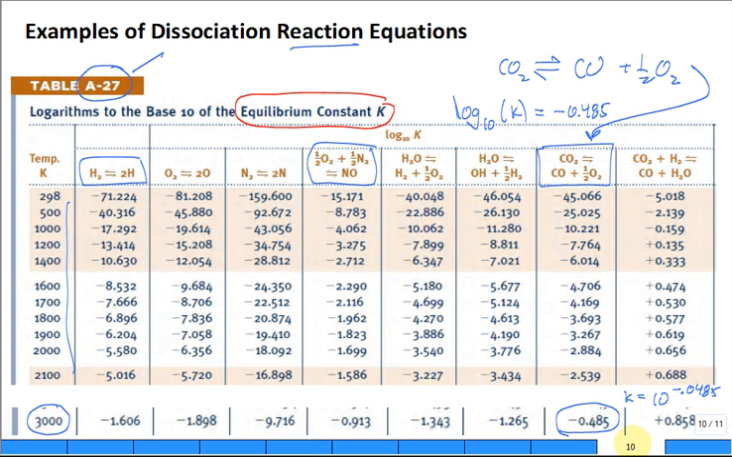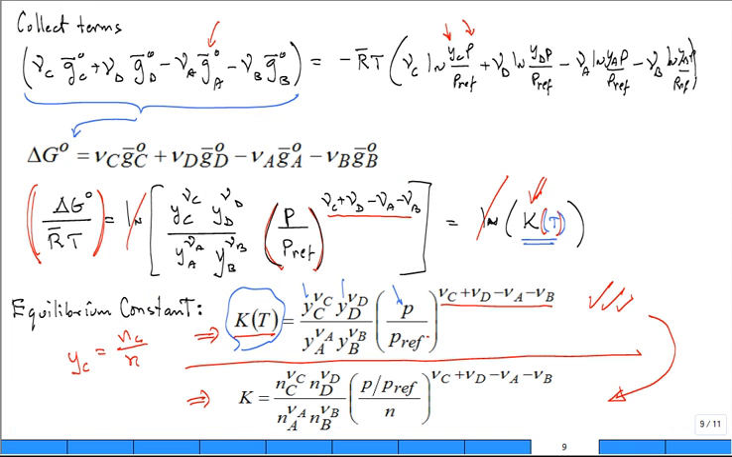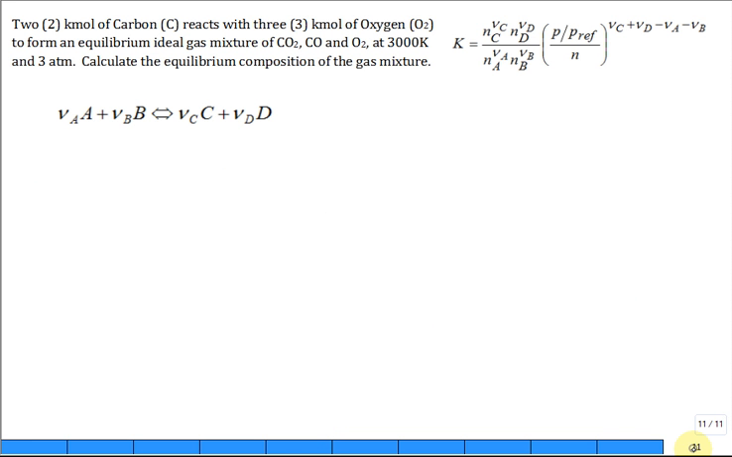Once I do that, then I can go back to the equation here and maybe find the equilibrium composition of whatever C, D, A, and B are in my reaction. So let's start out with this problem.